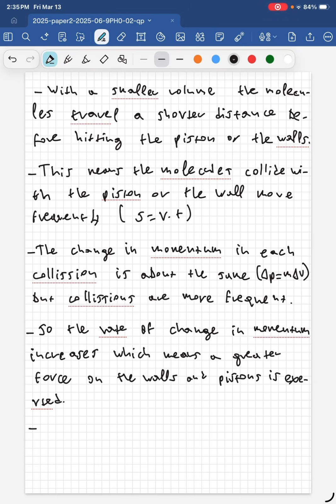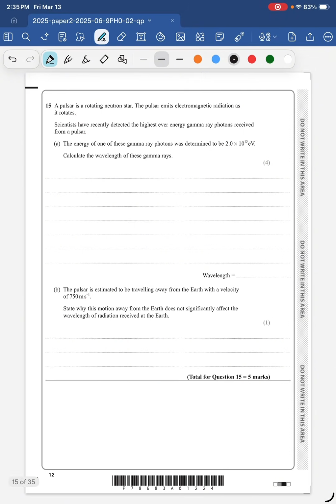And finally, since pressure is force per area, when the force increases, the pressure also increases. Okay, and this is more than enough of an answer. I made it too detailed, so you don't have to, but I put all the points I could think of. So let's move on to question 15.